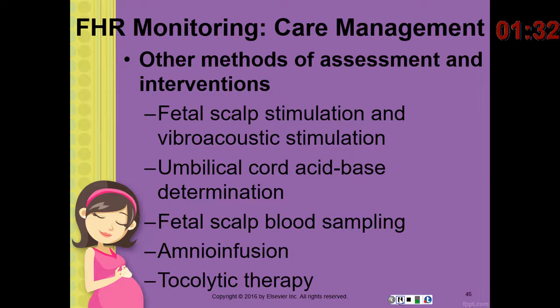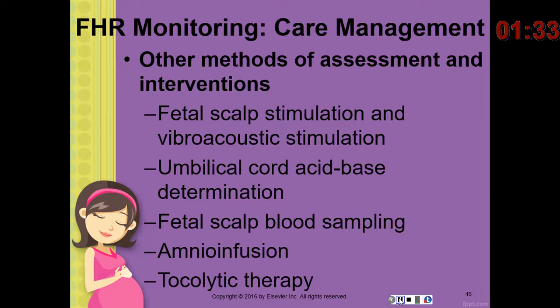Tocolytic therapy. Tocolytics are drugs that we use to relax the uterus, okay? So terbutaline or ritodrine is a tocolytic. We use it to stop contractions in preterm labor. We would also do that if the baby was having really bad decelerations and the uterus wasn't relaxing.